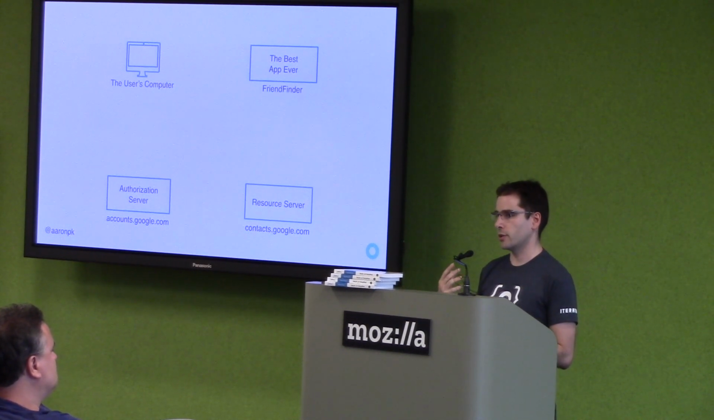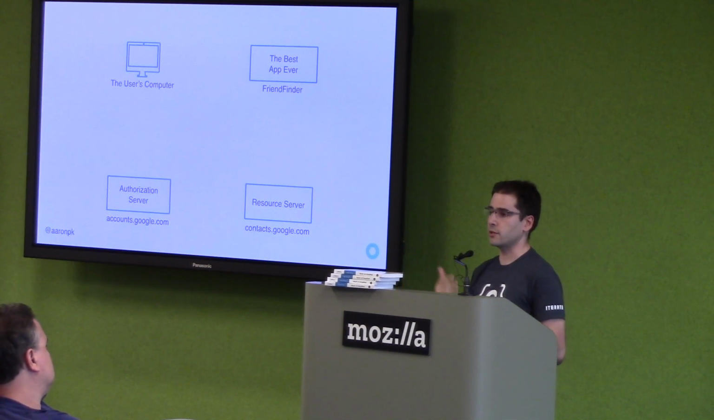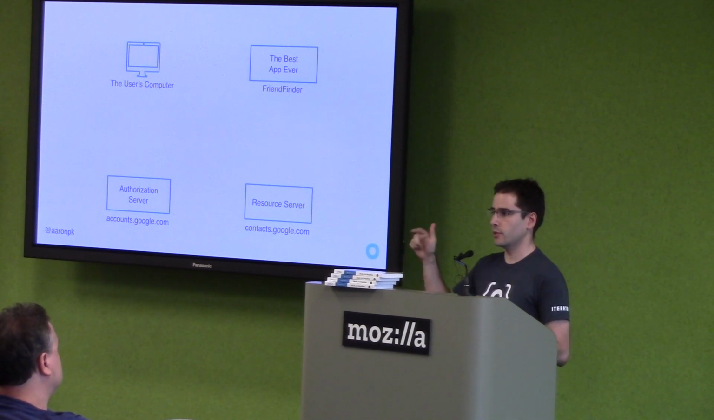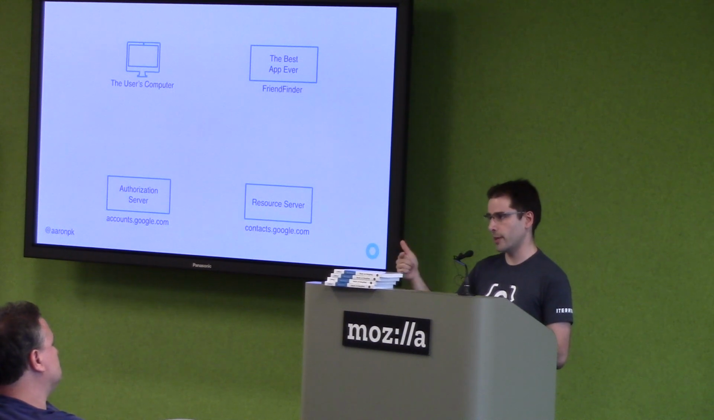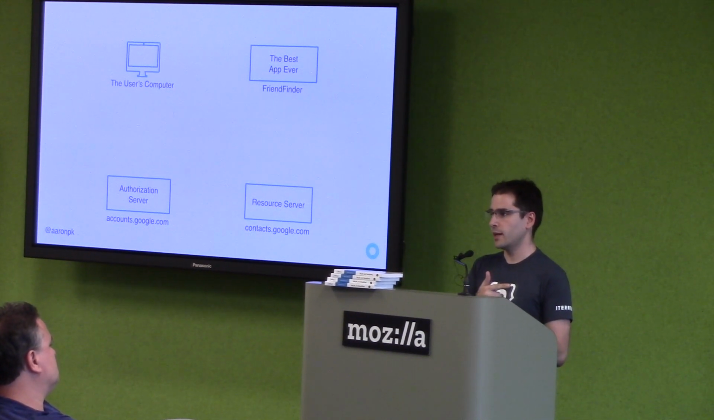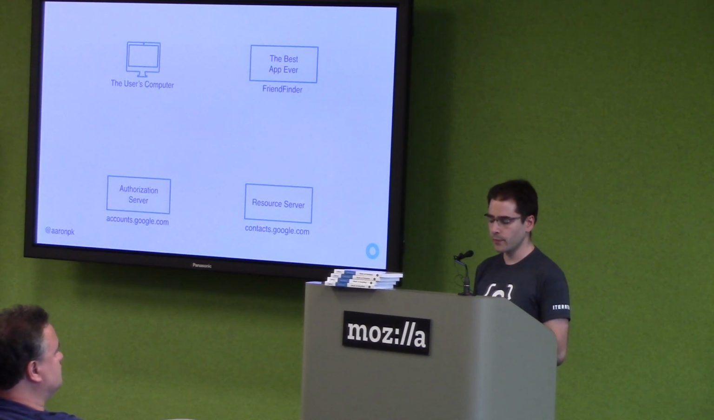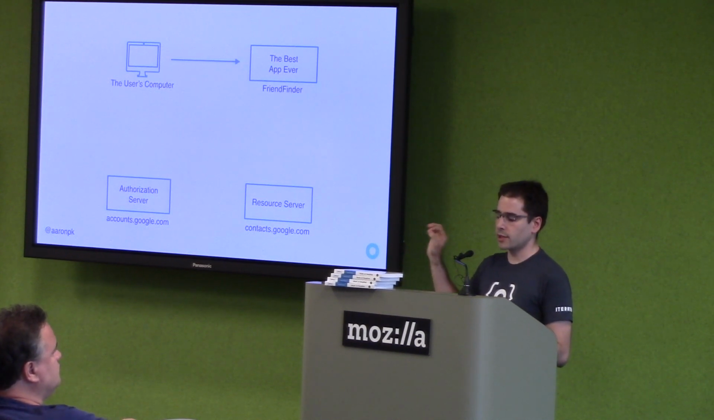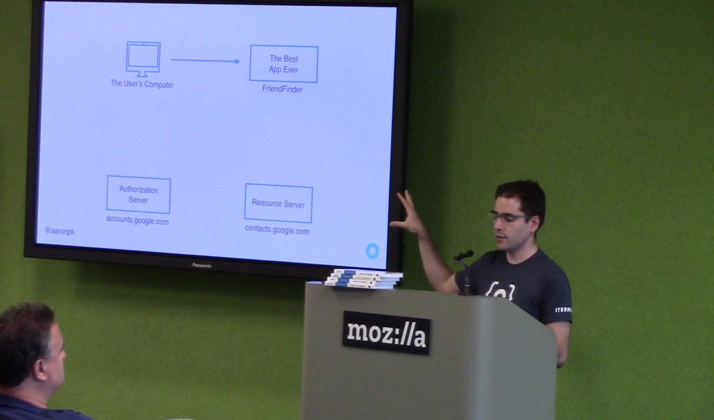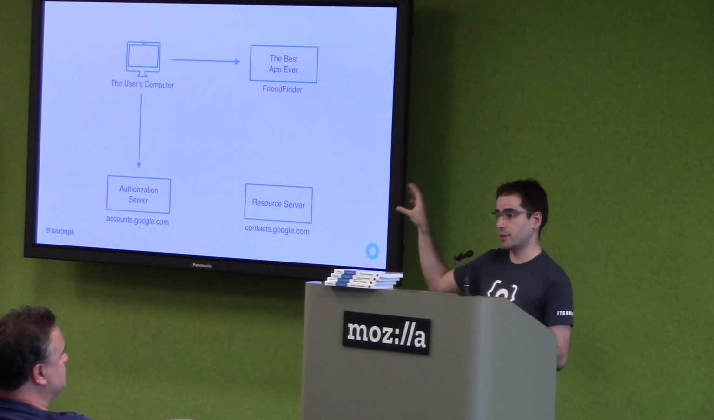If you've ever noticed when you're logging into stuff, even if you log into YouTube, you end up on accounts.google.com, where you type in your Google password, and then you go back to YouTube. That's because they've routed everything through their one authorization server. So the user starts out by going to the application. The application sends them to the authorization server.